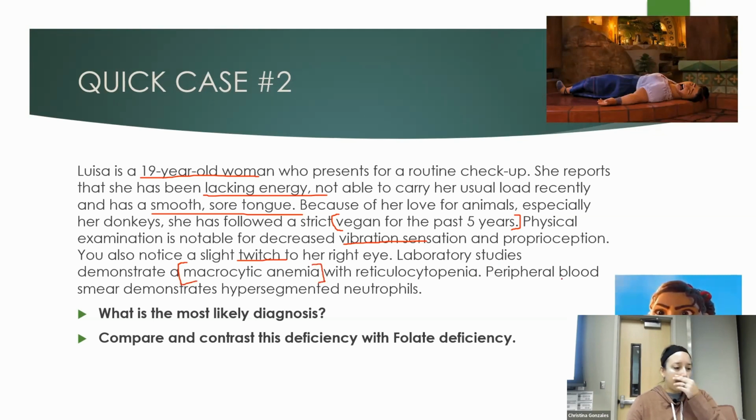So what did y'all think? This is a throwback because y'all covered this already back in your very first module. So what is this? More than likely it's B12 deficiency, right? Why B12 and not folate if it's a macrocytic anemia? Why?